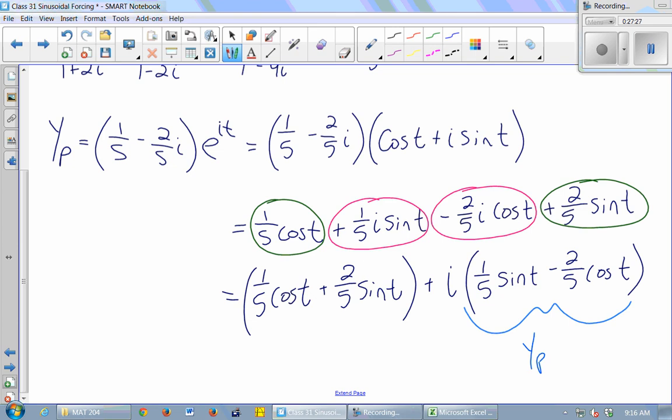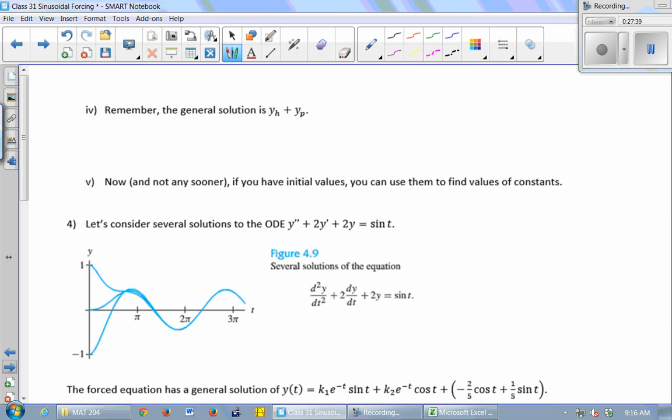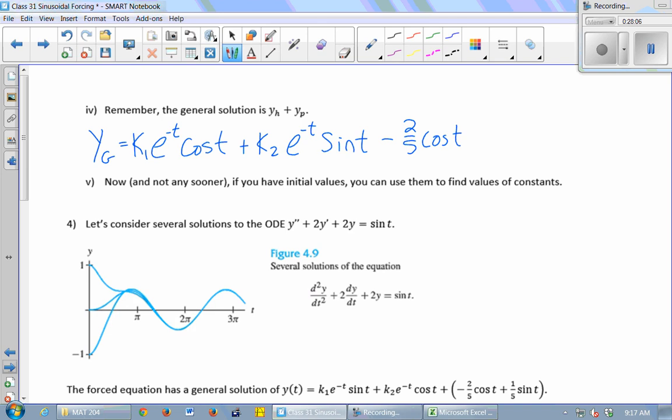So again, we're not quite done. That's just the y particular. The very last thing is to add the homogeneous solution to the particular solution, and you get the general solution. So just remember the general solution is y homogeneous plus y particular. So y general is, did I write it down? Nope. K1 e to the negative t cosine t plus K2 e to the negative t sine t, we've already written this down because we already solved this a different way, but it's important not to forget the big picture. Minus 2/5 cosine t plus 1/5 sine t.